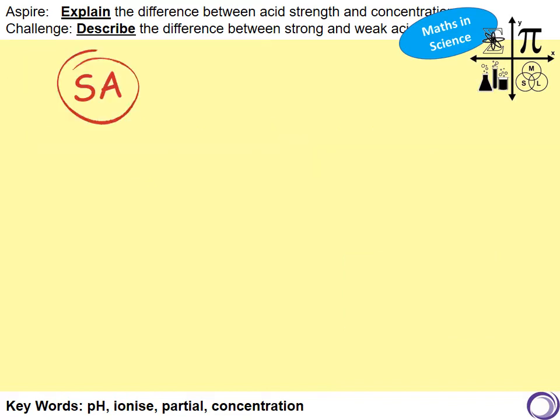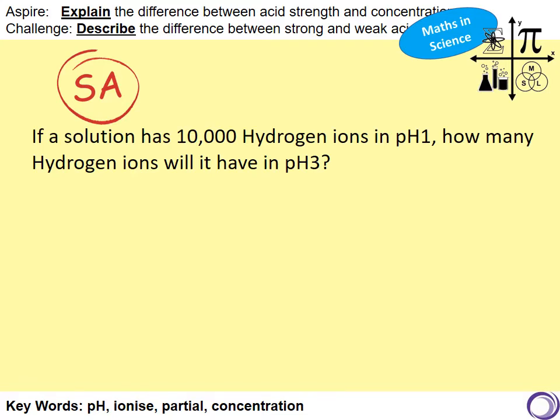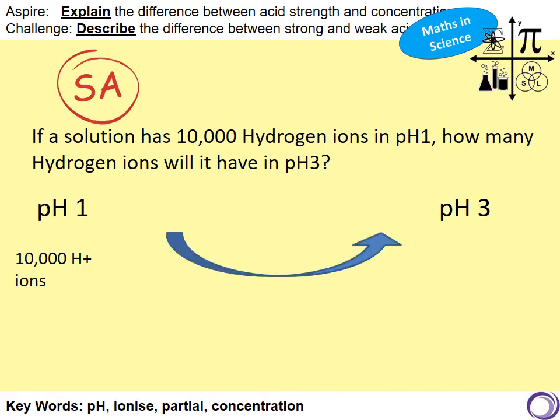Let's see how you get on then. So if the solution has 10,000 hydrogen ions at pH 1 and we are going to pH 3, that's 2 orders of magnitude that we've changed, going from 1 to 3. So this time we would need to divide by 100. So if we divide 10,000 by 100, we get 100 hydrogen ions.